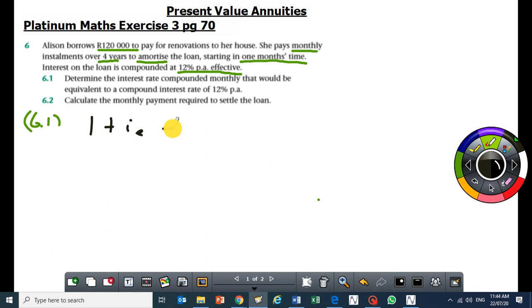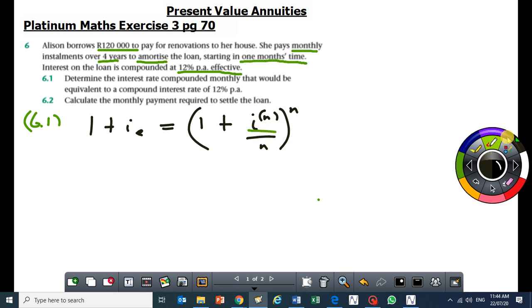Plus i_e equals 1 plus i_n. You can use M or N, whichever you decide. I'm going to use N. Okay? So we want to determine this nominal interest rate. Our nominal interest rate in this case will be i_12.